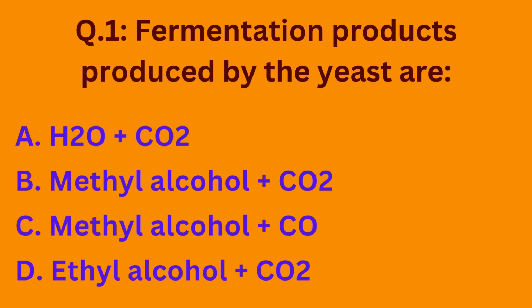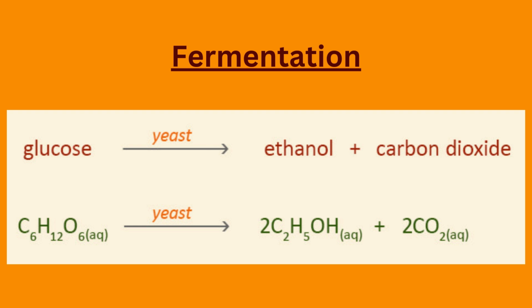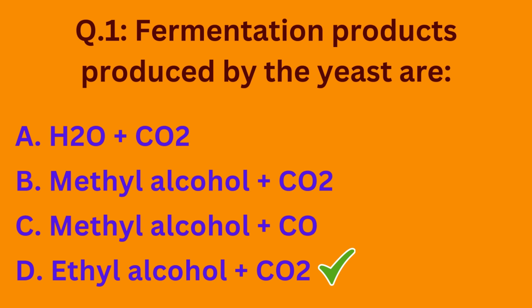Our first question is, fermentation products produced by the yeast are option A, water plus carbon dioxide, option B, methyl alcohol plus carbon dioxide, option C, methyl alcohol plus carbon monoxide, option D, ethyl alcohol plus carbon dioxide. So students, as you can see in this picture, glucose is converted by yeast into ethanol plus carbon dioxide. This is basically the balanced equation of fermentation. So the correct option is option D, ethyl alcohol plus carbon dioxide.